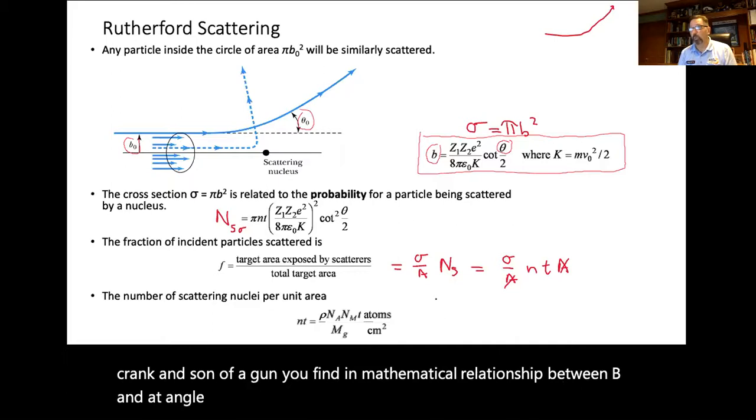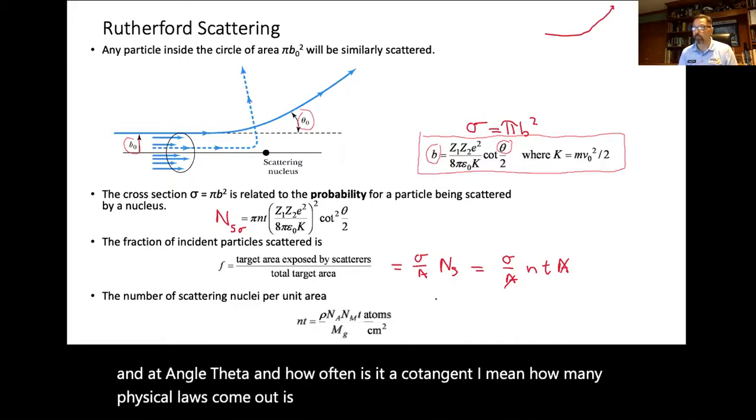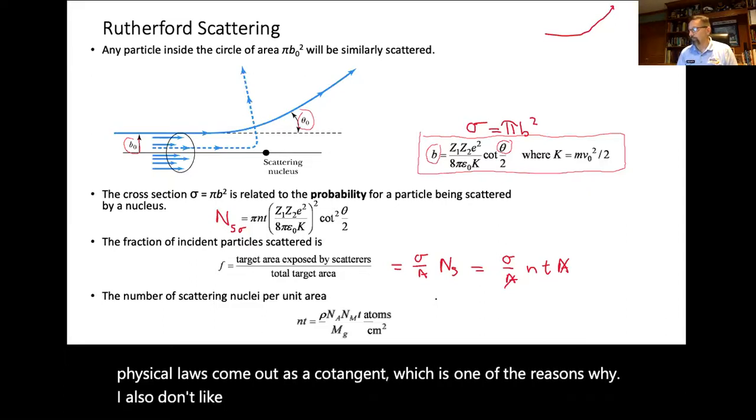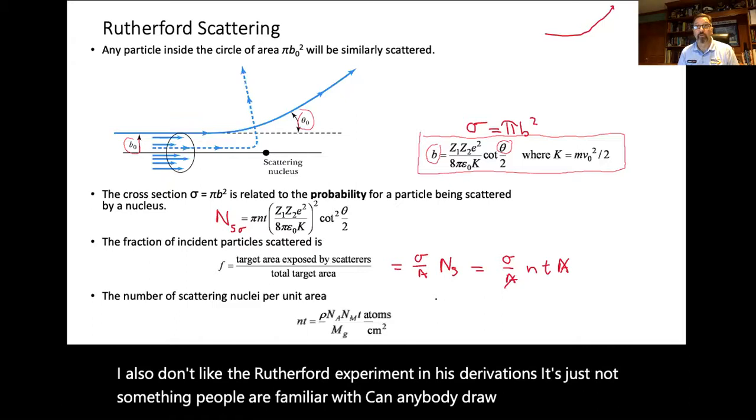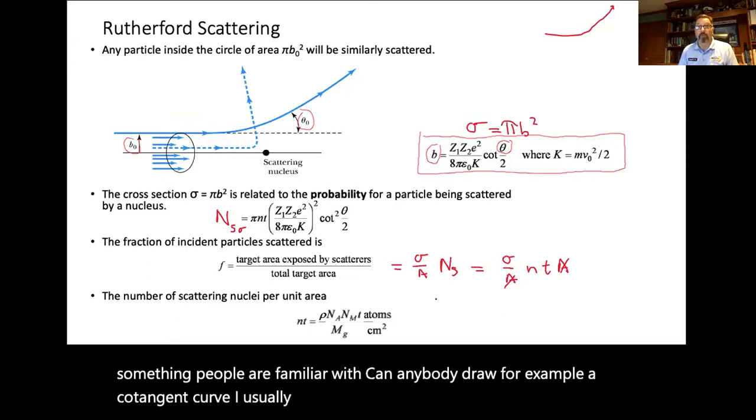And how often is it a cotangent? I mean, how many physical laws come out as a cotangent, which is one of the reasons why I also don't like the Rutherford experiment and his derivations. It's just not something people are familiar with. Can anybody draw, for example, a cotangent curve? I usually have to go look it up to remind myself what a cotangent looks like. But that is the relationship.